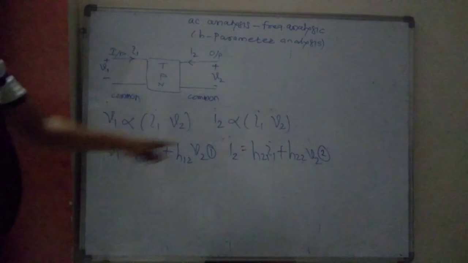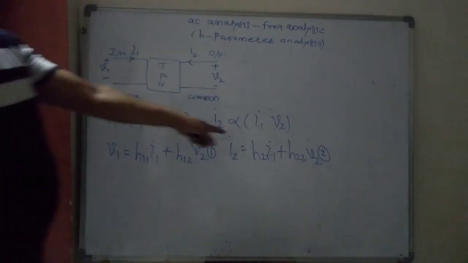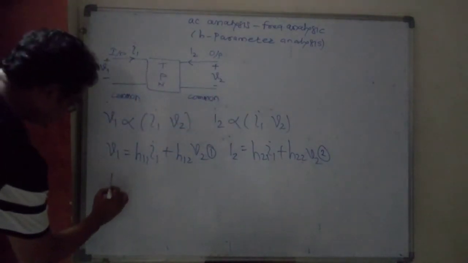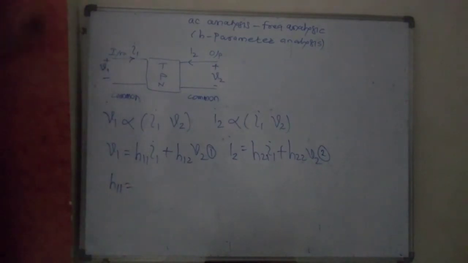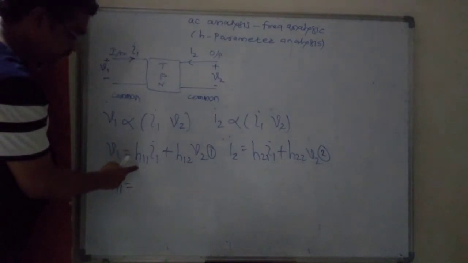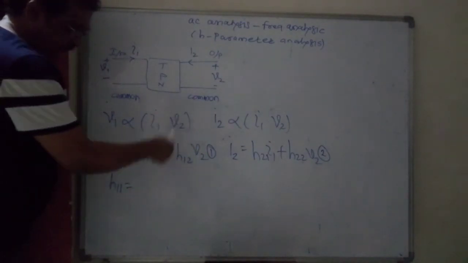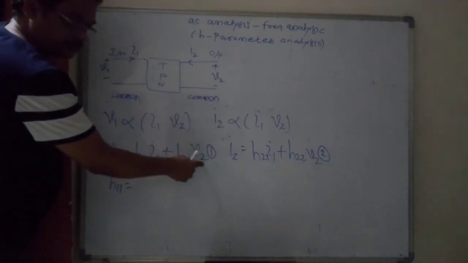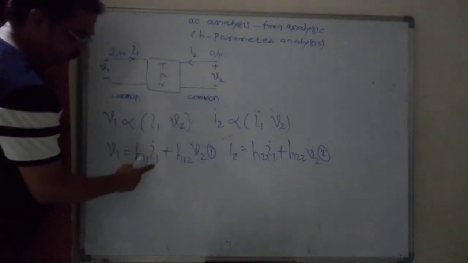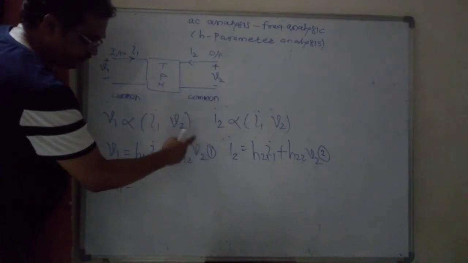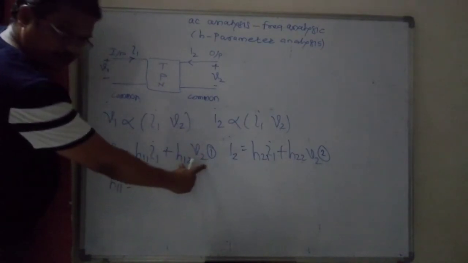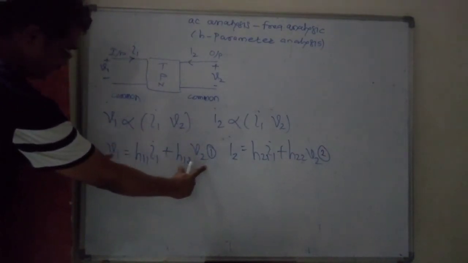Now we will define these four parameters: H11, H12, H21, H22. If I want to calculate H11, this is to be 0. And if this is to be 0, that means V2 should be 0. You can either keep I1 0 or V2 0. So when V2 is 0, this whole term will be 0. Then you will get H11 as V1 upon I1.